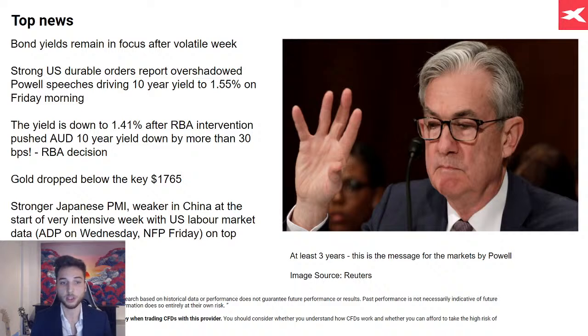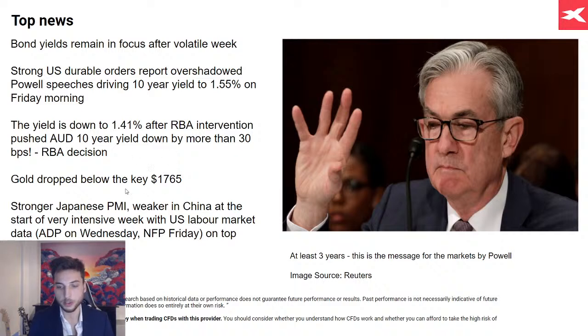This was at the beginning of the week, after the RBA intervention pushed the Australian dollar 10-year yield down by more than 30 points. This is important because the more yields rise, they tend to overshadow other inflation hedges, meaning that people tend to invest in these yields, taking money away from gold and from stocks, and that is similar to what we are seeing right now. Gold, of course, dropped below the key 1765 support that was holding for a long time, and then we saw it continue to drop.